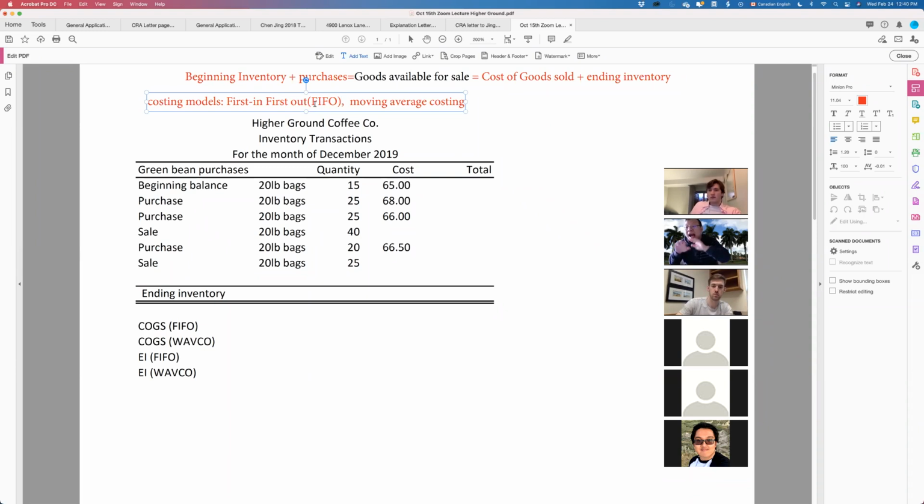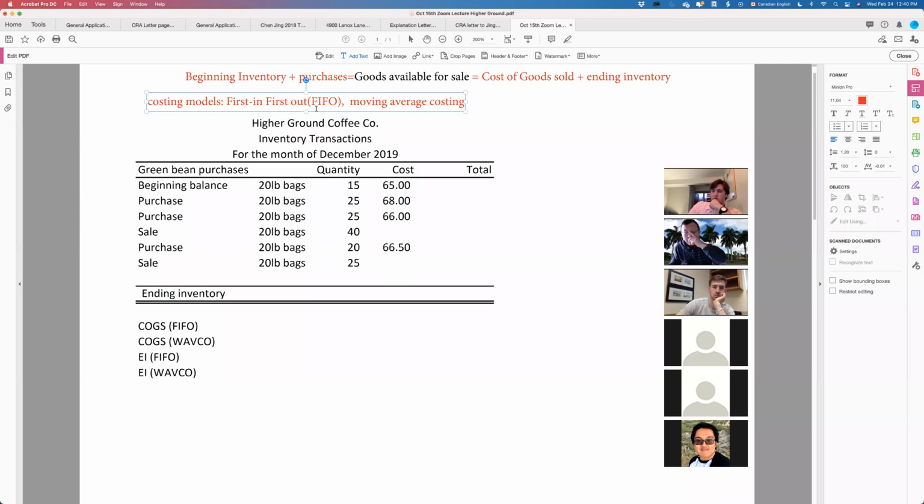But anyway, FIFO is an assumption. We assume all the items are first in, first out. Are we clear with this concept? First in, first out? Okay, good. Now let's use this to calculate the cost of goods sold.